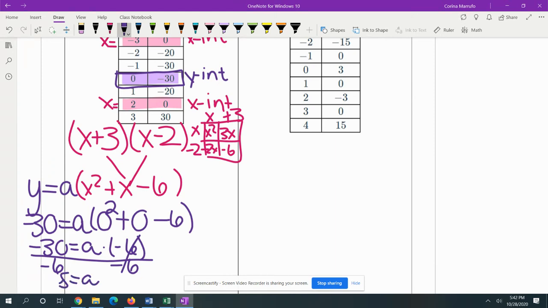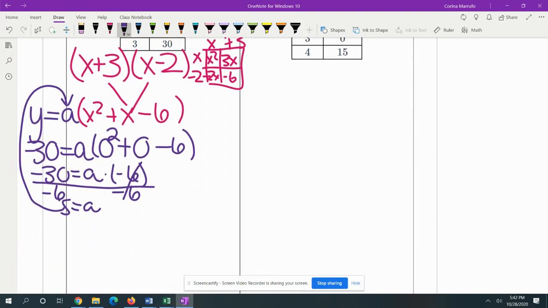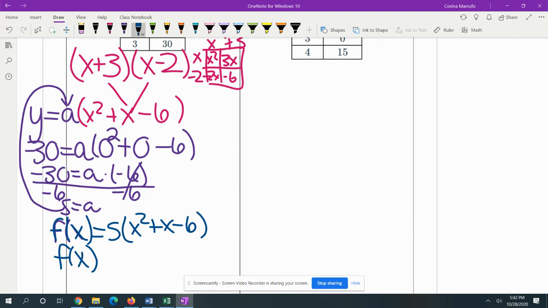Once we get what a is, remember we go back and plug it in. That's our third step. So our function is equal to, instead of a, we plug in a 5: 5 times x squared plus x minus 6. This is going to be the equation of that table: 5x squared plus 5x minus 30. And that's it.